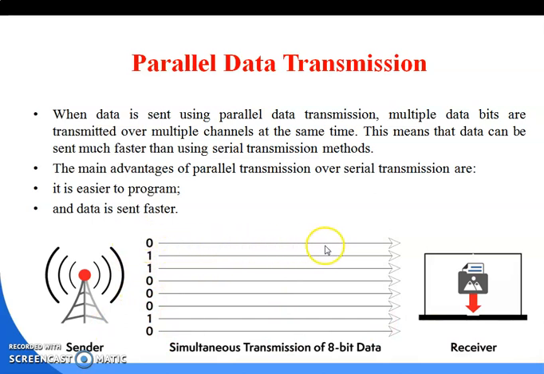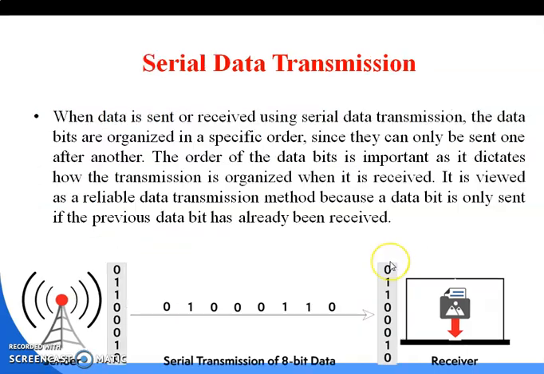That means 0 will be sent to this line, 1 will be sent to this line, 1 to this one. So in this way, all 8 bits are transmitted on separate lines. So its speed is much faster than the serial transmission. Clear? But what is the demerit here?